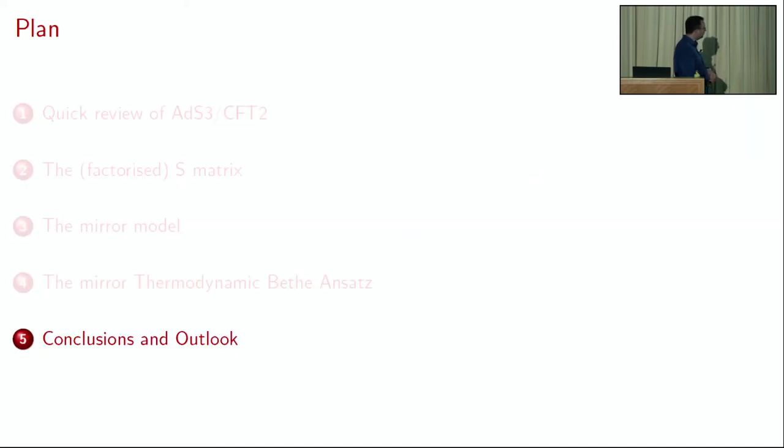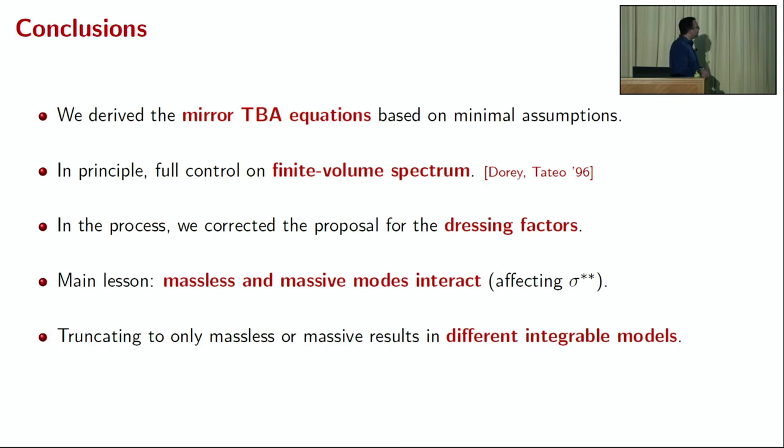So what are the conclusions of this? Well, the first conclusion is that we had the mirror TBA equations, and we tried to be as careful as possible not to put in any assumptions. So this should be something that we are quite confident on and that you can use to check other proposals. In principle, you can just go ahead and compute a spectrum, maybe numerically, maybe analytically in some limit. But you can start doing this contour deformation trick. You can start considering some particular state, and you can start computing how the energy looks, maybe numerically, for instance.